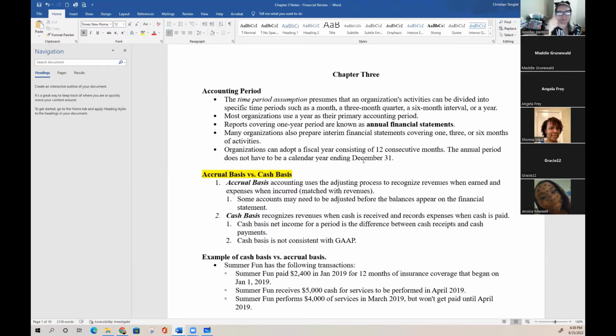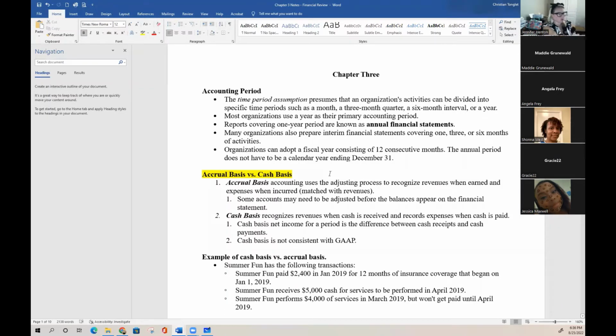So I can run a report that gives me all of my income and expenses for that first quarter or that second quarter. So they can look to see what's happening. And so you can have different intervals that you can run reports. Some people prepare them monthly. So it just depends on the organization that you work for. We have a 1-year period known as the annual financial statement. So that's the whole 12 months.